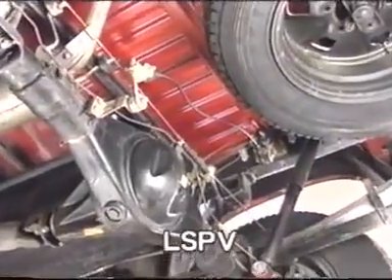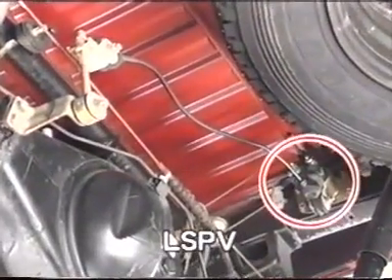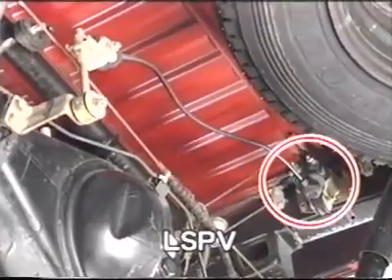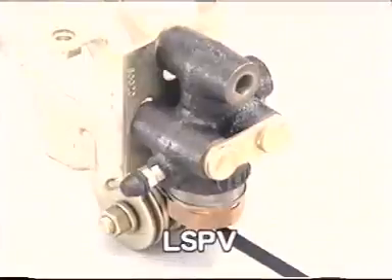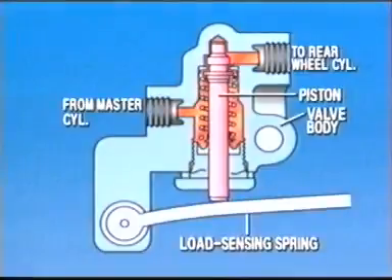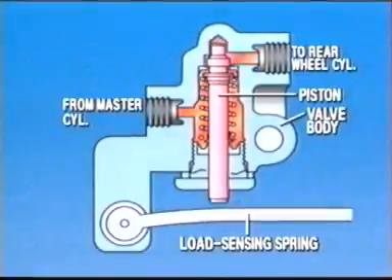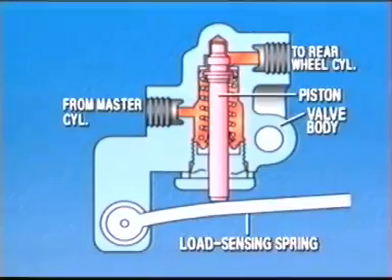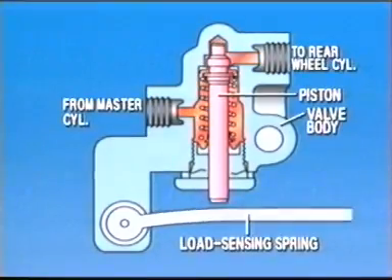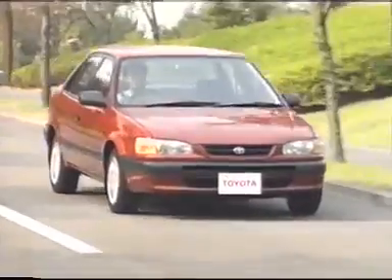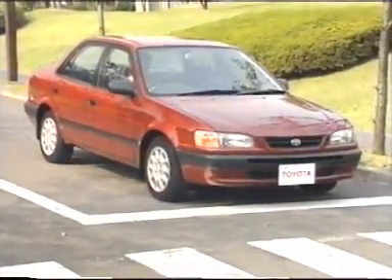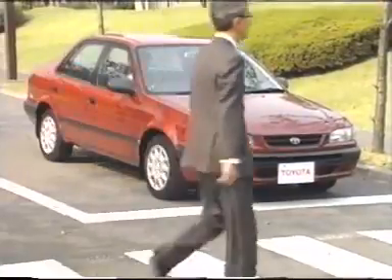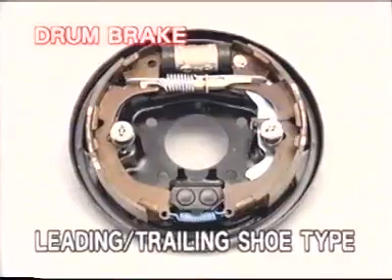Here, the piston of the LSPV is being moved upward by the load-sensing spring. When the load is small, the spring does not make contact with the piston. On the other hand, when the load is large, the spring moves the piston upward. The boosted and adjusted brake force is eventually transmitted to the drum and disc brakes. Motion energy is converted to thermal energy and the vehicle stops.